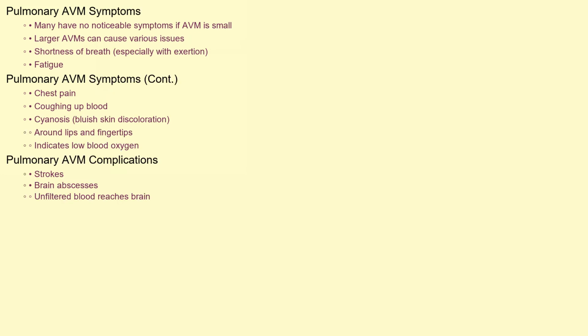Many people with small pulmonary AVMs have no noticeable symptoms. However, larger AVMs can cause a range of issues. Shortness of breath, especially with exertion, is a common symptom. You might also experience fatigue, chest pain, or coughing up blood. In more serious cases, pulmonary AVMs can lead to strokes or brain abscesses due to the unfiltered blood reaching the brain. Sometimes, a bluish discoloration of the skin, called cyanosis, may be observed, particularly around the lips and fingertips, indicating low oxygen levels in the blood.